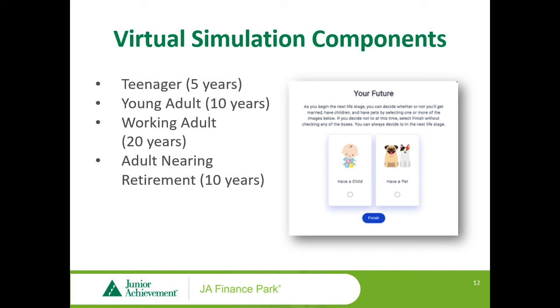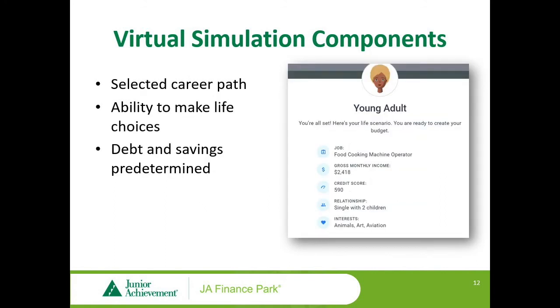As they move on to working adult and adult nearing retirement, their salaries or careers may change, as well as their budget, shopping, and saving decisions. Students will be able to envision themselves longer term and make important decisions like getting married, having children, or pets. As students progress throughout the different life stages of the simulation, their careers may change but will remain in the same career cluster they selected at the start of the simulation. They will have the ability to make those life choices, but will have some predetermined numbers that factor into their persona, such as student loan debt or credit card debt, which are based on national averages.